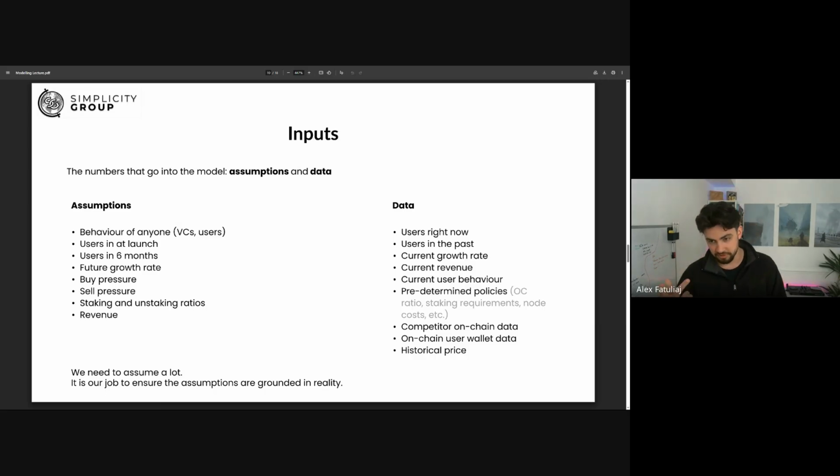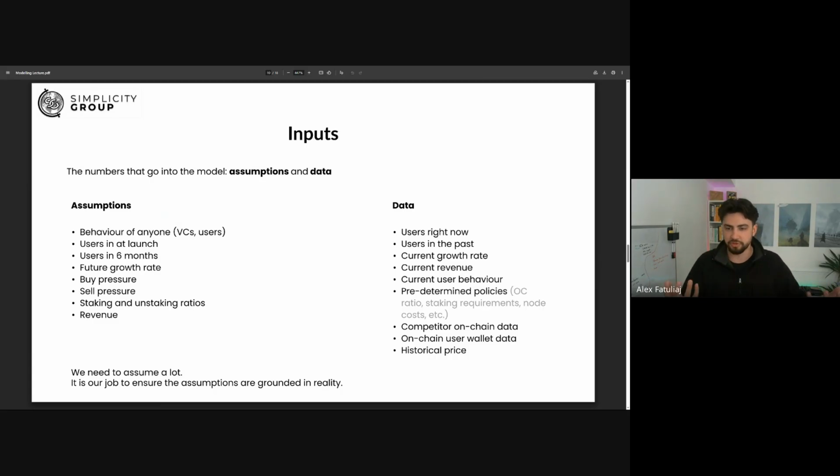Predetermined policies is another one, which is a little bit different, but that's more so for whatever you input that isn't dependent on anyone else, right? So, for example, at what point is the over collateralization going to cause a liquidation cascade, or how many tokens you require someone to stake in order to get access to that special tier or to buy that node, whatever it is.